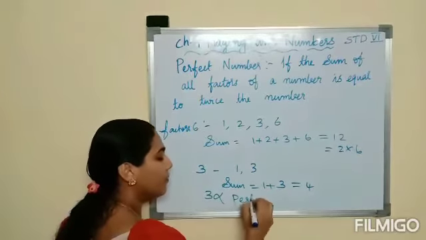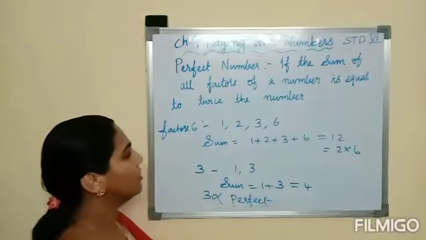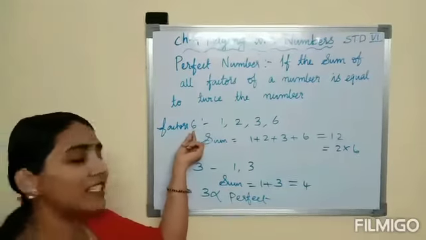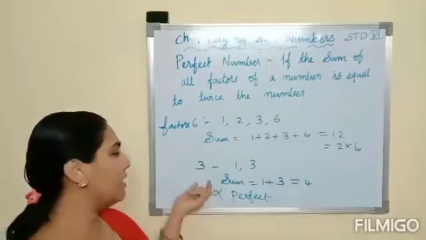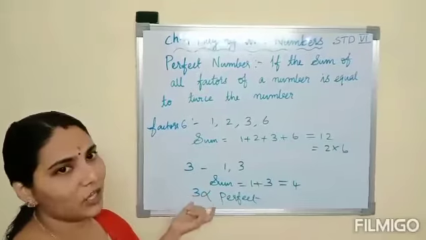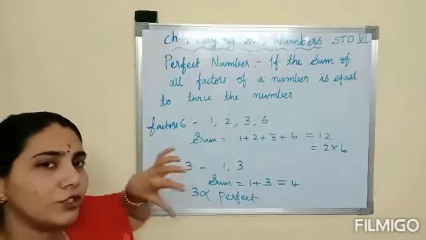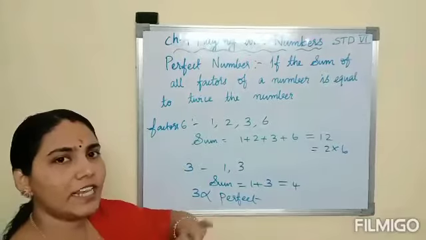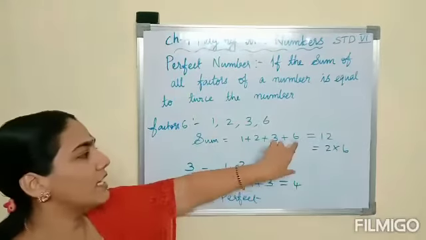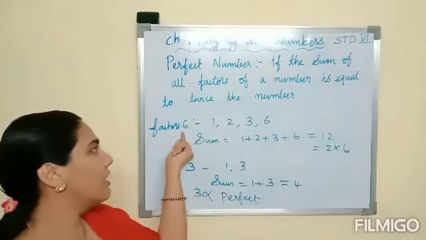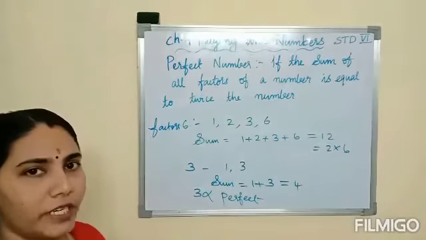Not perfect. Understood? So from here you can say that 6 is a perfect number, but from here you can see that 3 is not a perfect number. Like this you can find many perfect numbers. What you should do is find the factors and add them. If the sum is twice the number, you can say that it is a perfect number.